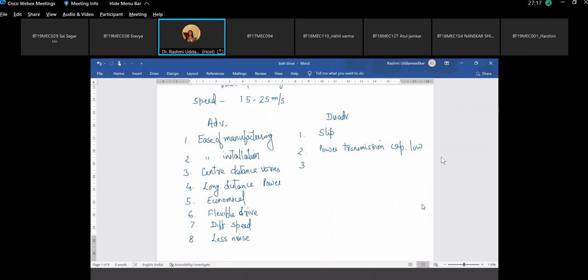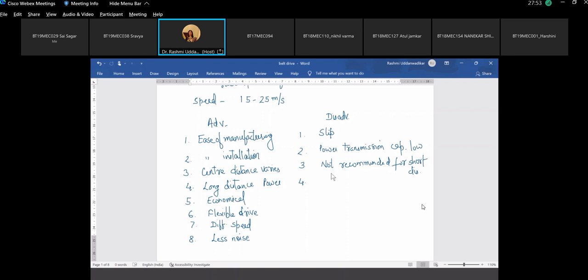It is highly inefficient for short distance. If the distance between the pulleys is less, it is not recommended. So if the distance is small, even if you want to go for a cost efficient solution, you cannot use a belt drive. So not recommended for short distance. What else?